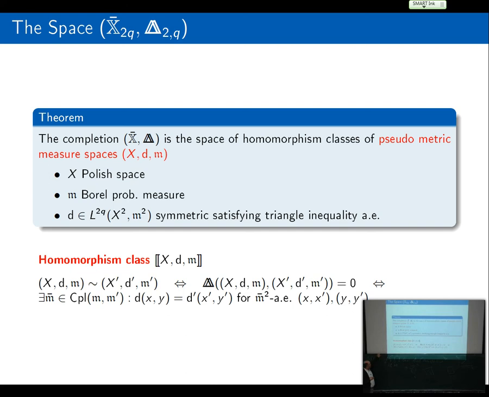It also means that you will find an optimal coupling such that these two distances coincide for almost every choice of pairs of points. Now you have to choose two pairs of points, and these two distances, you choose points here and there, and you would not see any difference. You can couple. Coupling here would simply mean you project this measure down. This is your coupling.